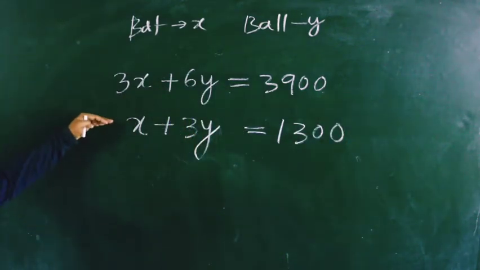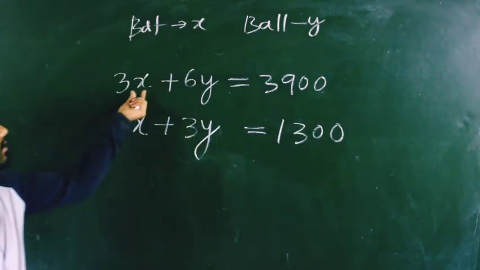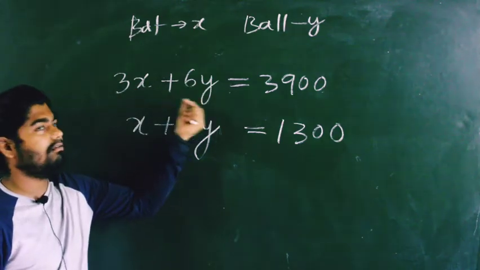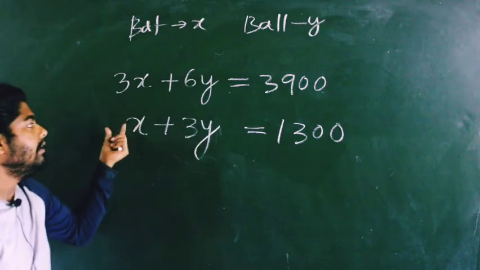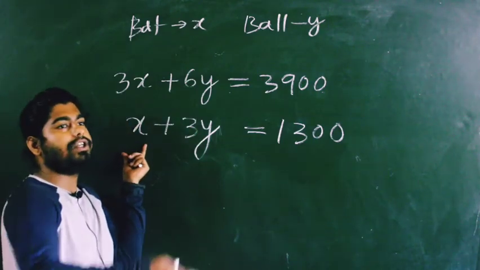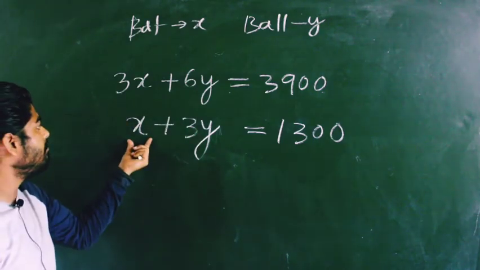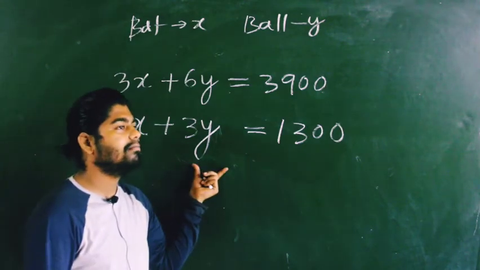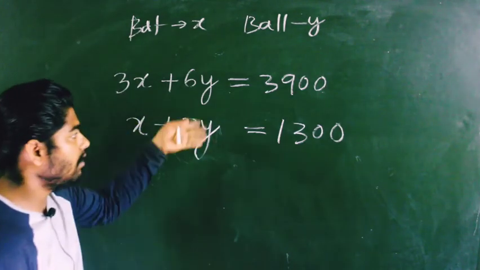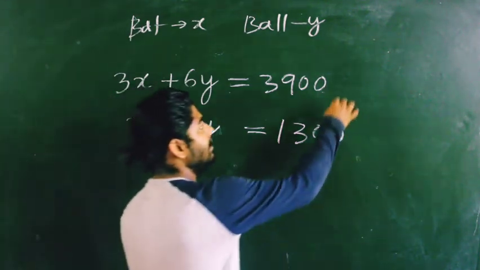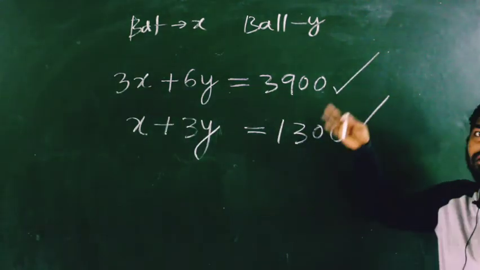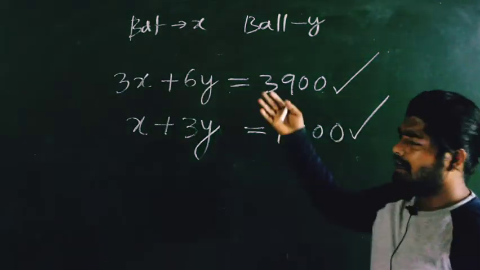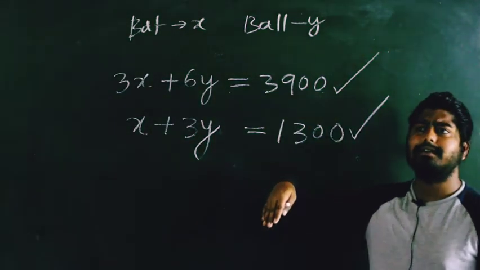So just see how we have done this. This is our bat, this is our ball. First she buys 3 bats, 6 balls. Then say later in the day she needs more bats and balls. So she bought 1 bat and 3 balls. Now we will solve this. This is the algebraic representation of the equation. Now we will see how to deduce this into graphical form.